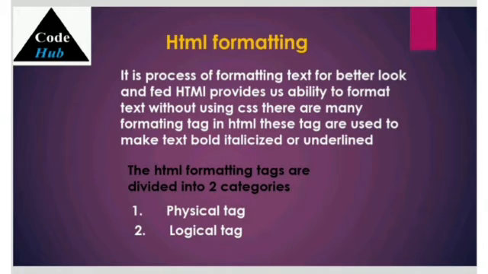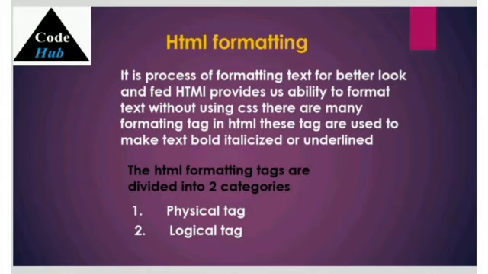Next is the HTML formatting tag. It is used to modify the text for better presentation. We can find many formatting tags in HTML. We can use these tags to make the text bold, italic or underline. The formatting tags are divided into two categories, which are physical tags and logical tags. Physical tags are used to provide visual appearance to the text. For example, B for bold, I for italic and U for underline. These tags are simple and straightforward, which decide the appearance of the text.